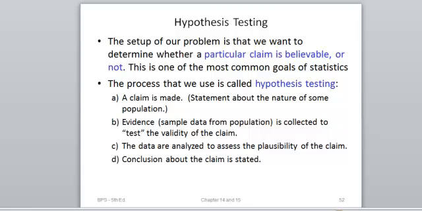Now the process we use is called hypothesis testing or tests of significance. So we have a parameter value. A claim is made against that parameter value. We need to gather some evidence, and we're going to have to do that through our sample data, and it's collected to test the validity of the claim. The data are analyzed to assess the plausibility of the claim, and the conclusion about the claim is stated.